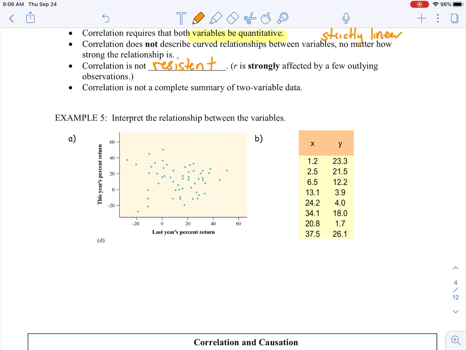Interpret the relationship between the variables. So last year's % return and this year's % return. I'm not sure exactly what that's even trying to tell us there. I kind of goofed up on the notes as far as interpreting a relationship between variables here. Obviously, if we drew a line down through there, there's a lot of scatter going on. It looks like a negative relationship. As one variable is increasing, the other one is decreasing. Again, I don't even know what we're talking about here, so context made that one kind of irrelevant.